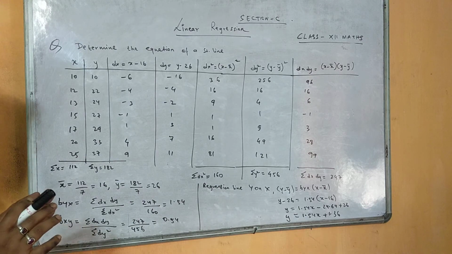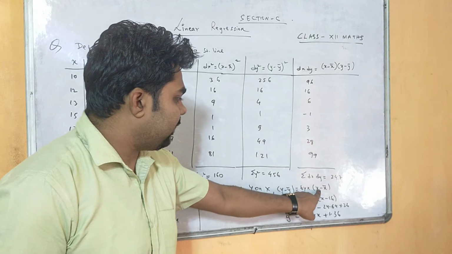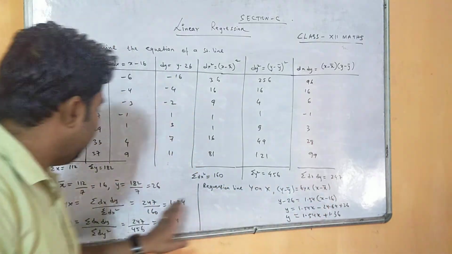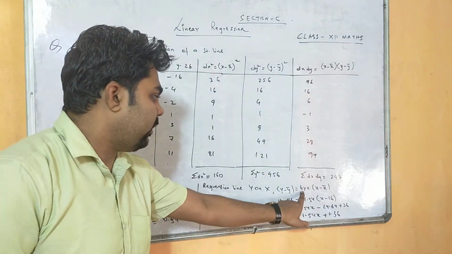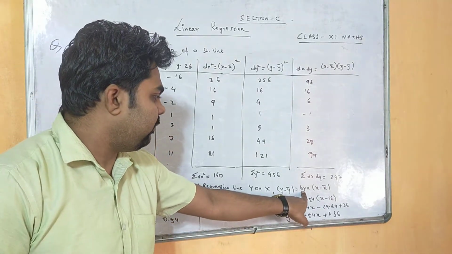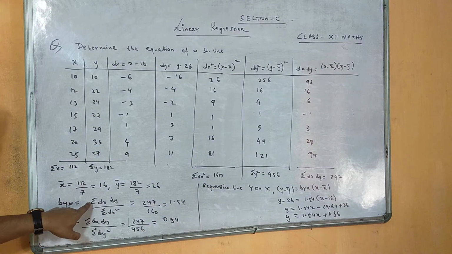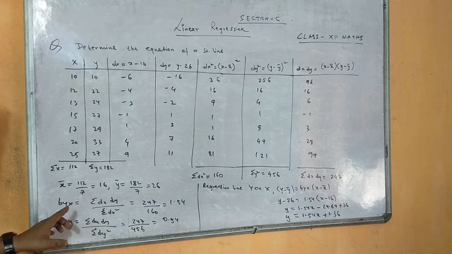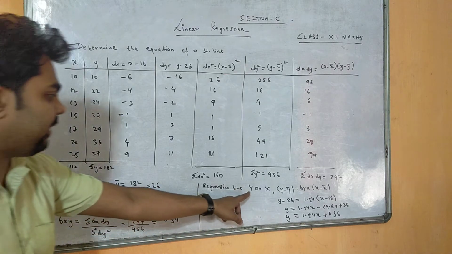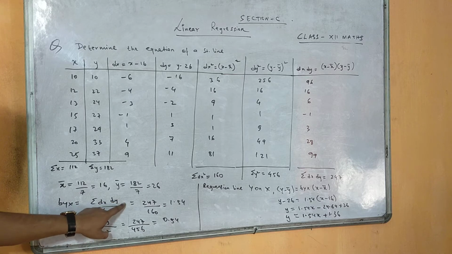Right? So we have to find lines of regression, that is y minus y bar equals byx into x minus x bar. So y bar and x bar we already got. What we have to find now? Byx, that means coefficient of regression, byx. So in order to find byx, we have to use the formula summation of dx dy by summation of dx square. Okay? And if we need to find the other line, that means x on y, then we have to find bxy. Okay, so first we will find this summation of dx dy by dx square.